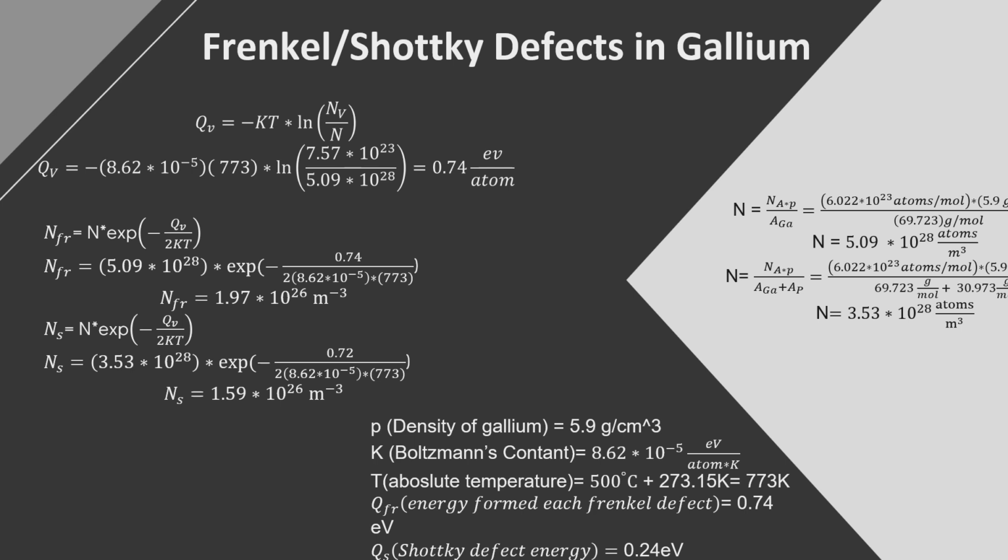Plugging it into our activation energy, replacing 5.09 times 10 to the 28, gives us roughly about 0.72 electron volts per atom. We can then use this amount and the number of atoms to find the number of Schottky defects, giving us around 1.59 times 10 to the 26 Schottky defects per meter cubed.